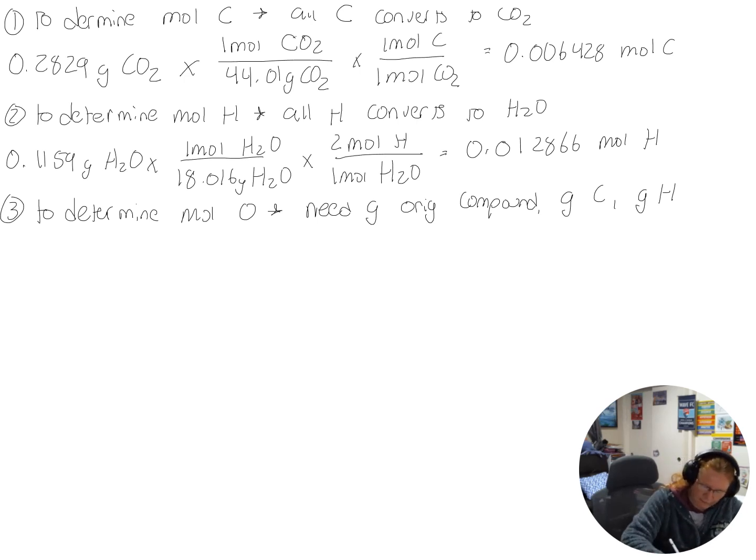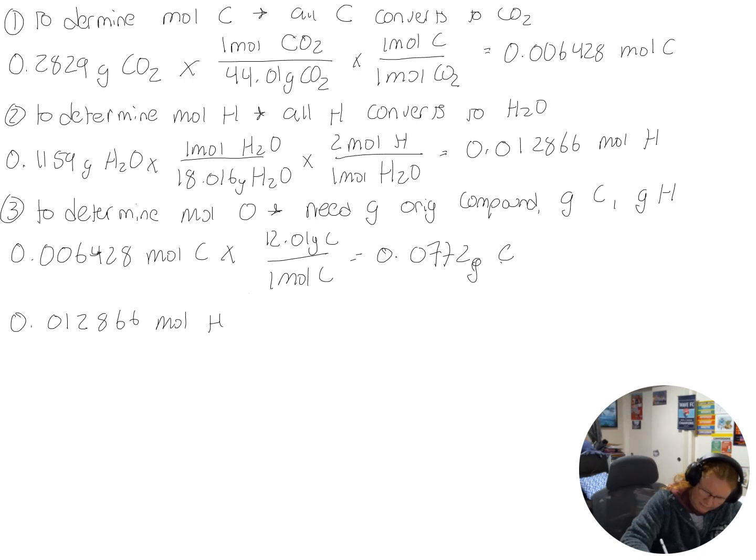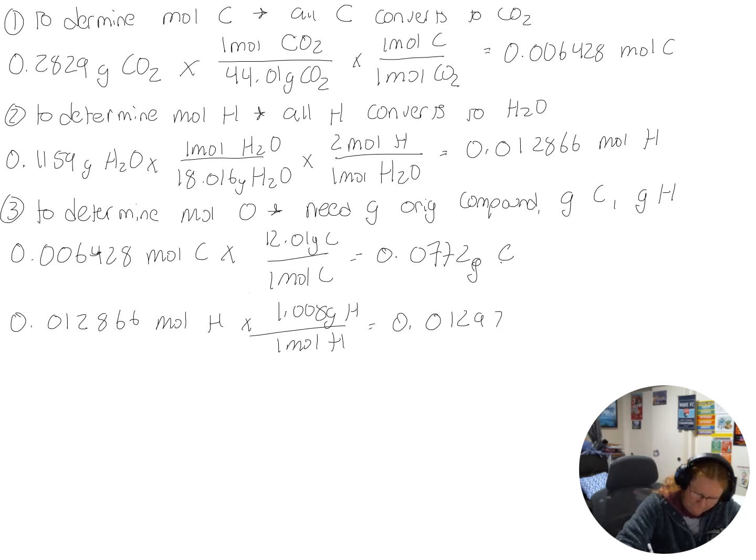Okay, so from above, I had 0.006428 moles of carbon. To determine grams, 12.01 grams in 1 mole. Okay, and so I'm going to get 0.0772 grams. Then for hydrogen, I had 0.012866 moles. So for grams of hydrogen, it's 0.01297. Okay, so now I have my grams of those, so I can figure out grams of oxygen.